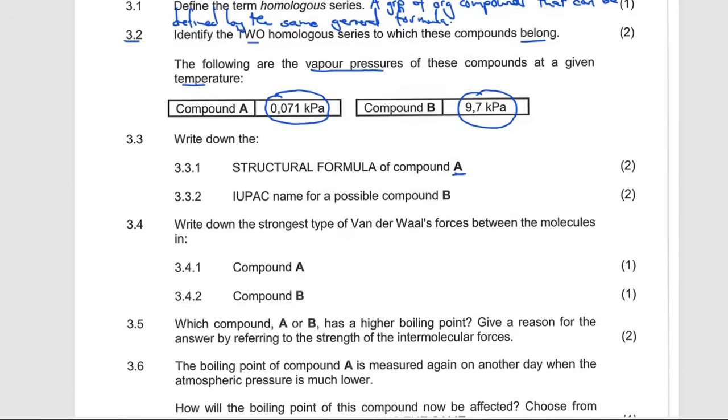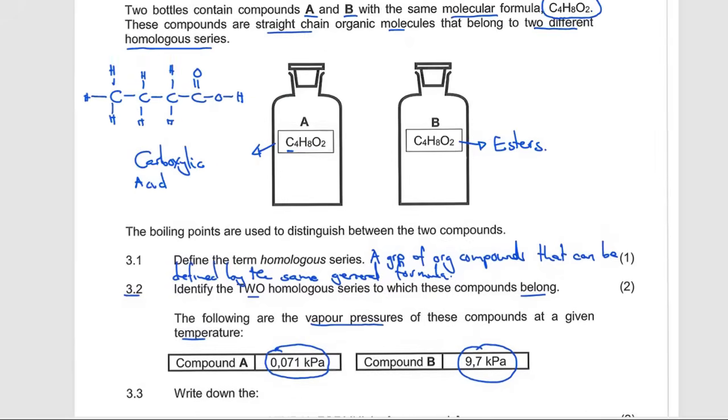Then the IUPAC name for a possible compound B. So for it to be easy, again, let's just draw this one. For an ester, here I can say our C there. So if I'm having a C there, I can formulate something like this for an ester. Then I'm going to say an oxygen, then I put a C again there. So what do I have there? I'm going to say double bond O, then how many? 2, 3, I'm now having a total of 4 carbons like that. So this is the structure that I formulated there.